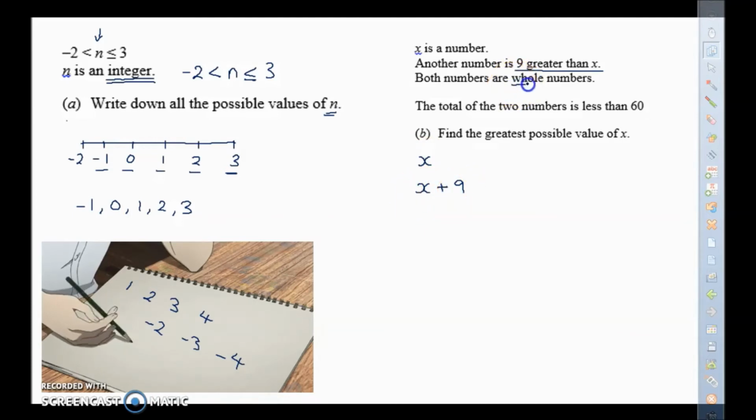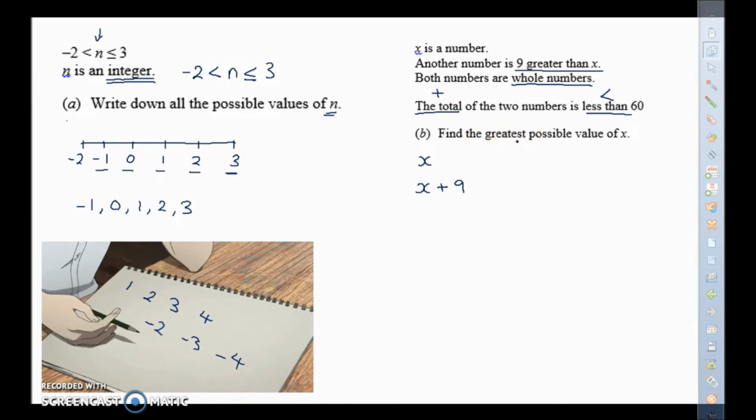Both numbers are whole numbers, okay? So they're kind of like integers again, whole numbers. The total, and we find the total by adding things up. The total of the two numbers is less than 60. Less than is this symbol here, less than 60. Find the greatest possible value of x, right? So we've got to work out what can these two numbers be so that when you add them up, they're less than 60. So that could be anything, couldn't it? Like, you know, we could say 1 and 10 is 11. Great, solved. But the problem is we need to work out what's the biggest number that x can be.